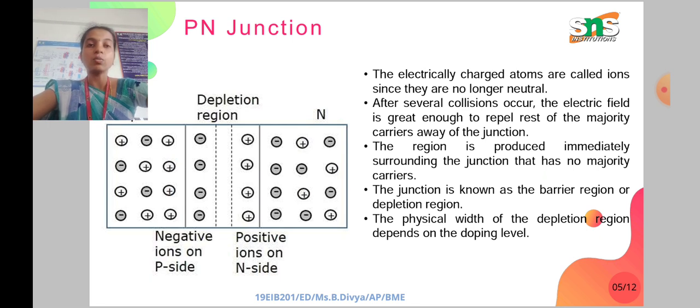After various electron and hole recombinations, by giving an external supply, the recombination occurs several times, and finally we get a minimum number of electrons and holes in the junction. This junction is known as the barrier region or depletion region, which lies between the N-type and P-type materials.